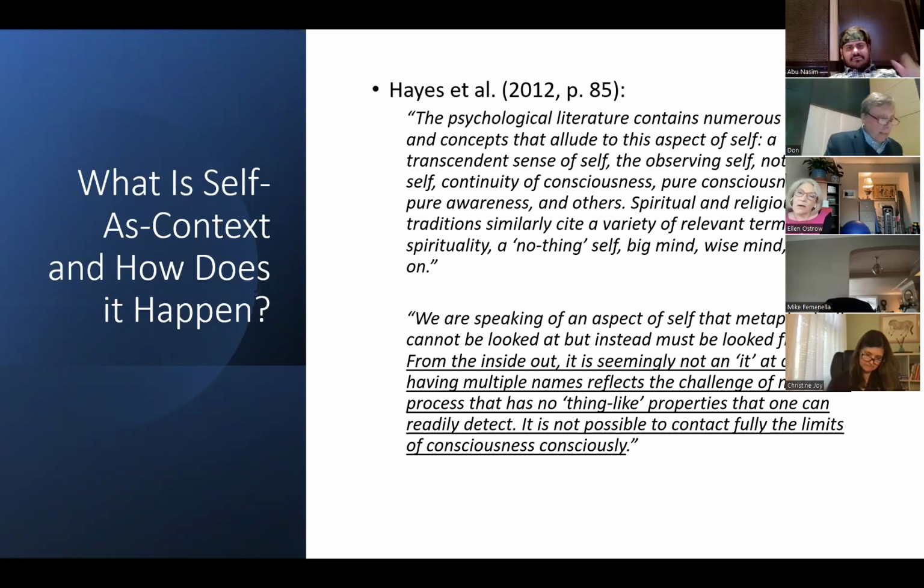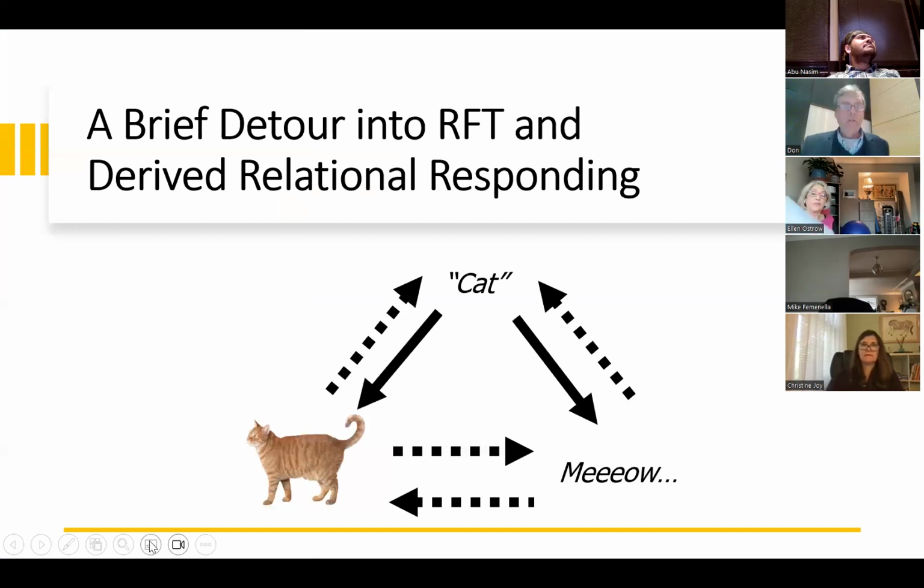So I'm going to try to unpack this a little bit more and talk about some of its dimensions. And to do this, I've got to take a little detour into RFT. So relational frame theory, as most of you probably are familiar with, is the theory of language that supports contextual behavioral science and acceptance and commitment therapy. And it's predicated on this idea of relational framing and derived relational responding. And that's expressed in this slide in a relatively simplistic way.